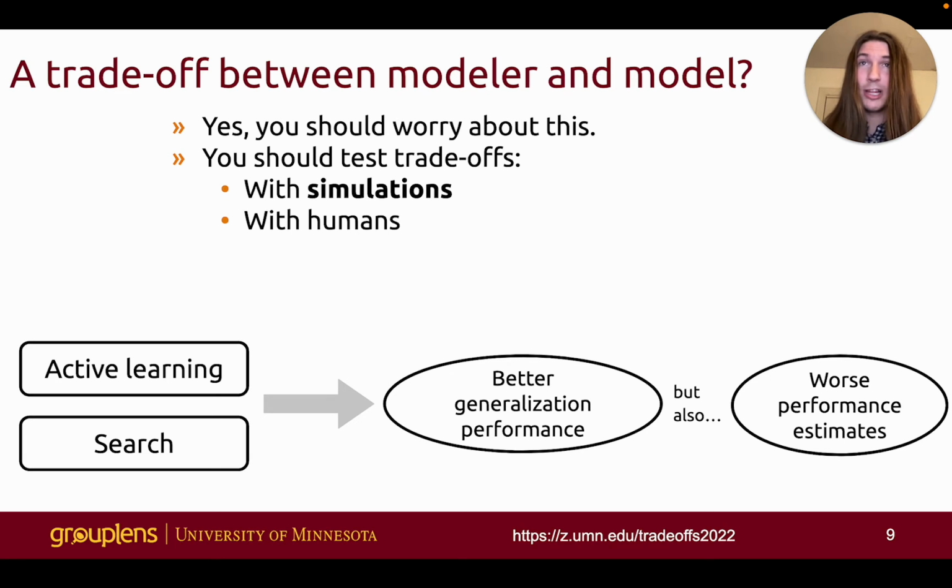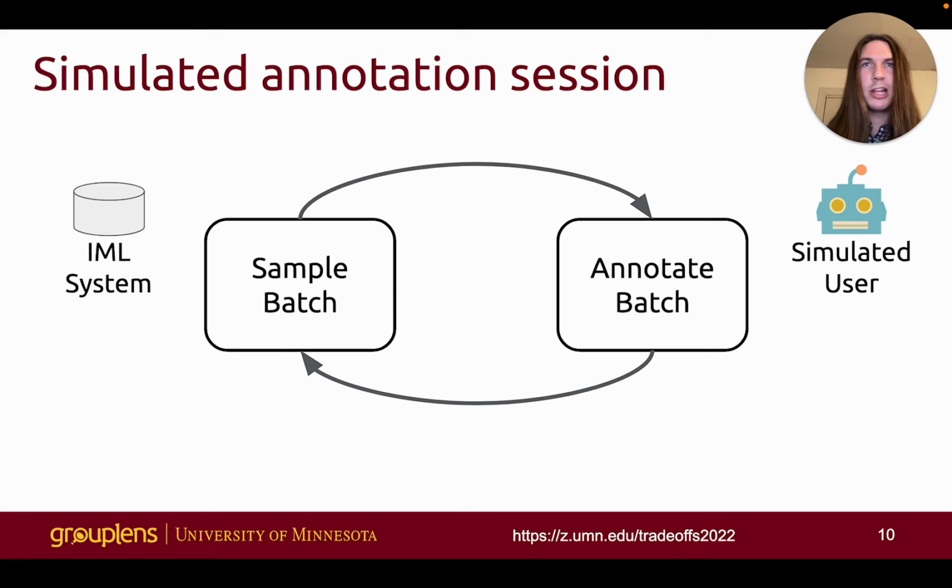We used simulation methods so that we could test a whole bunch of different sampling approaches and classification tasks at once. Let's try to formalize the problems we've been talking about by walking through an example. Here's what a simulated IML annotation session looks like. The interface randomly samples batches of 10 unlabeled documents and presents them to the user. Our simulated user then provides annotations for all 10 of the documents in the batch.